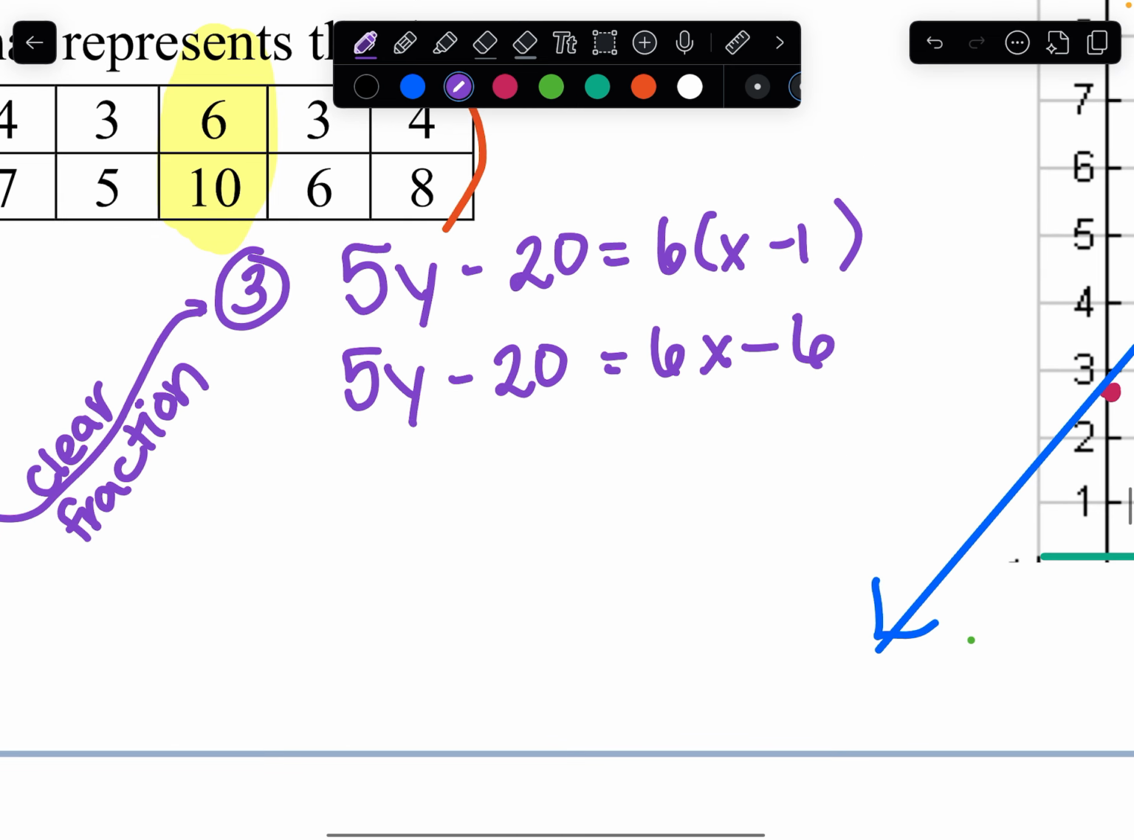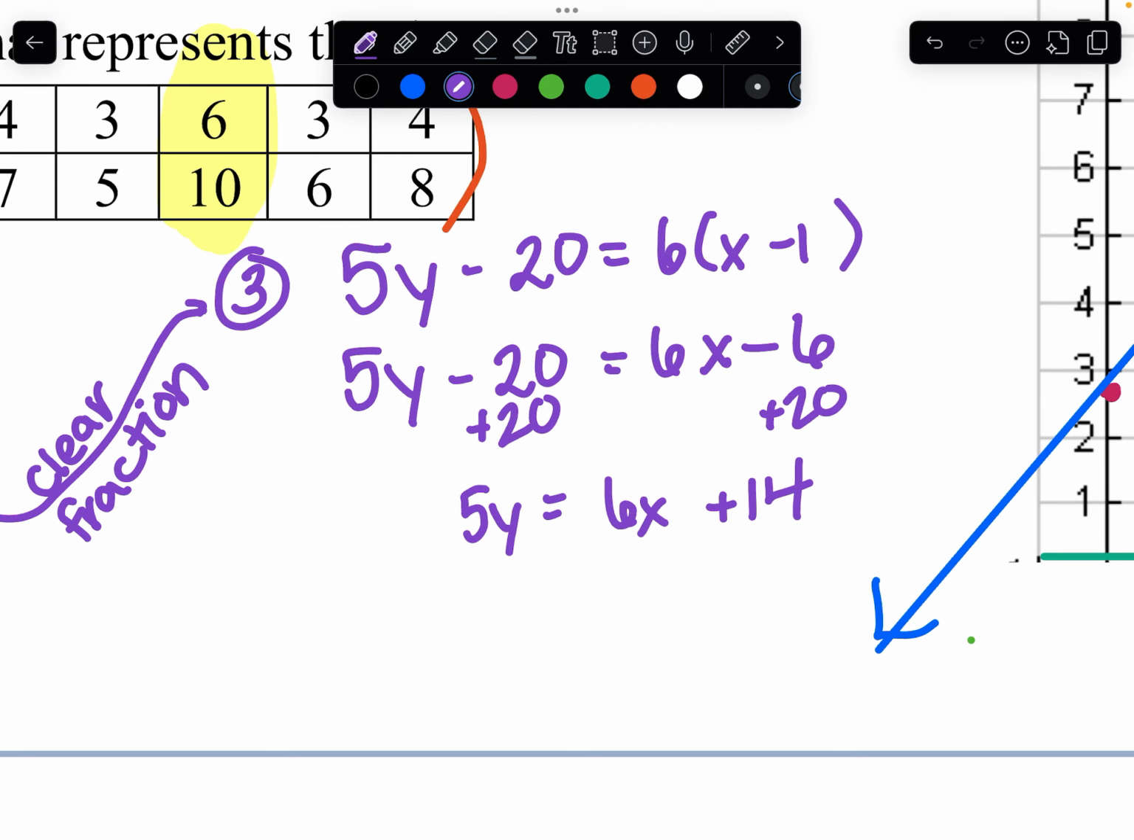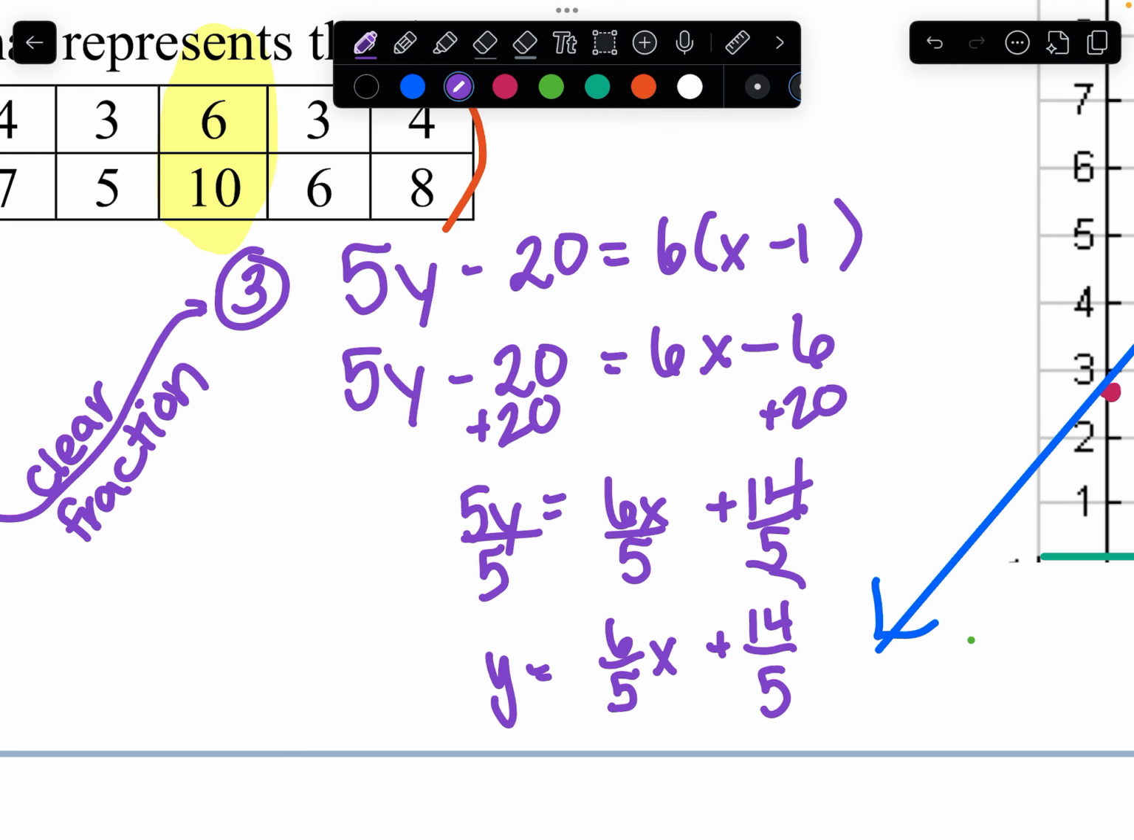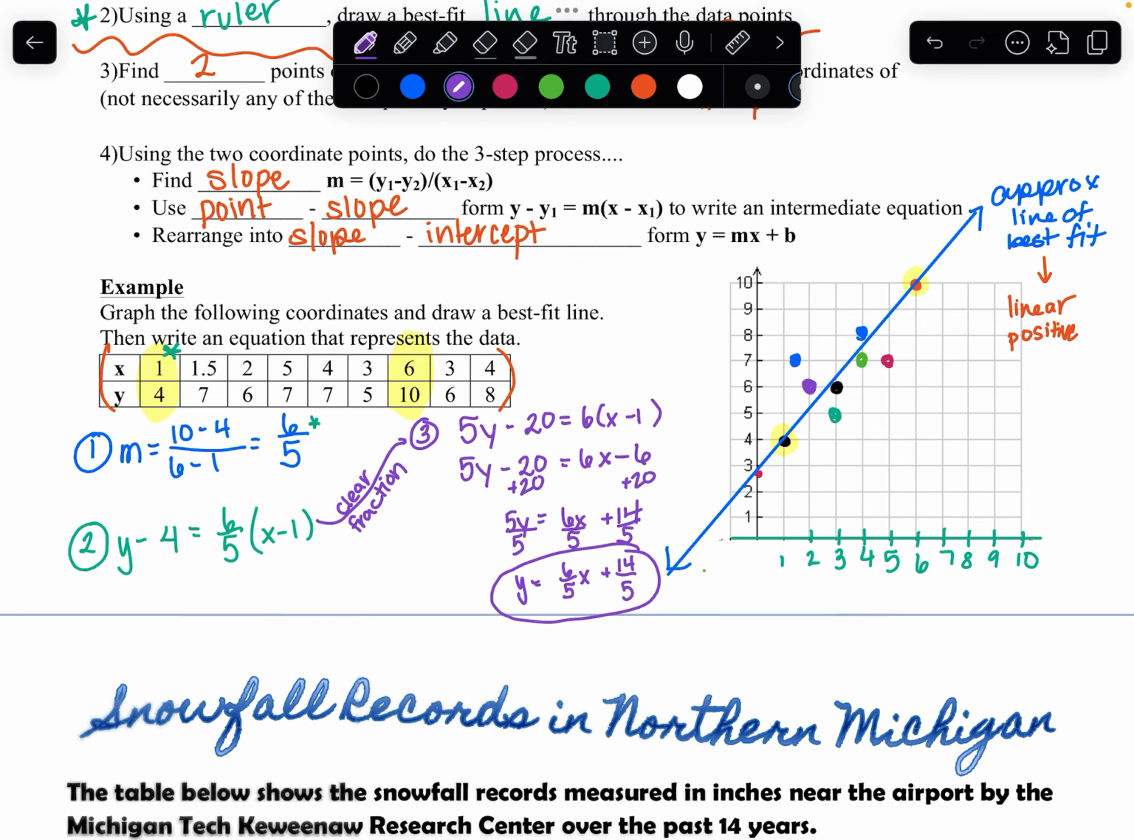And now what I'm going to do is get it into slope-intercept form. So I'm going to add 20 to both sides to get 5y equals 6x plus 14. And then divide everything by 5 to get y equals 6/5 x plus 14/5. And that would be our line.